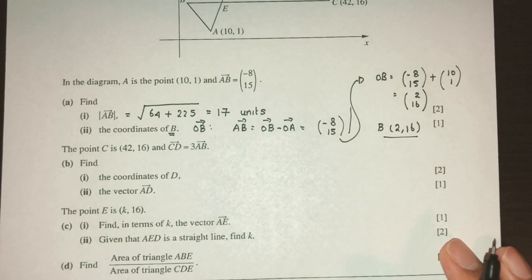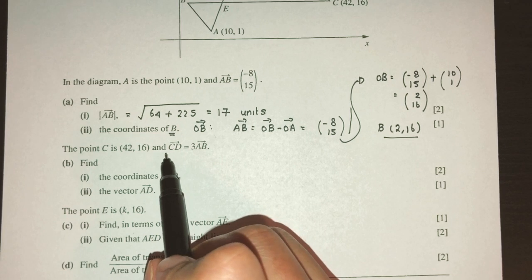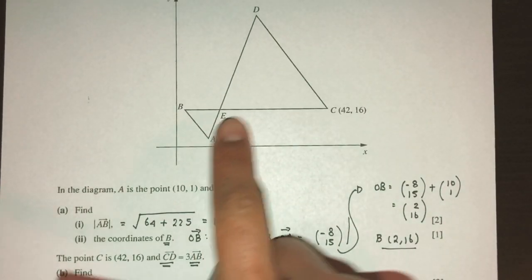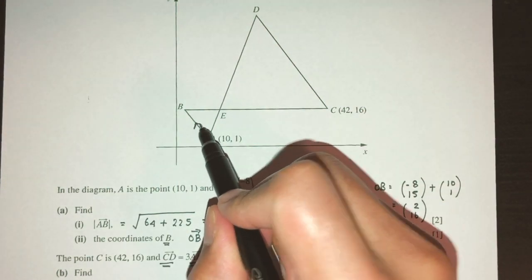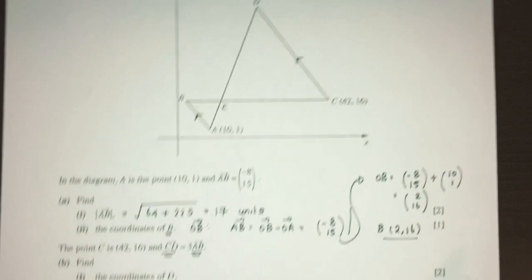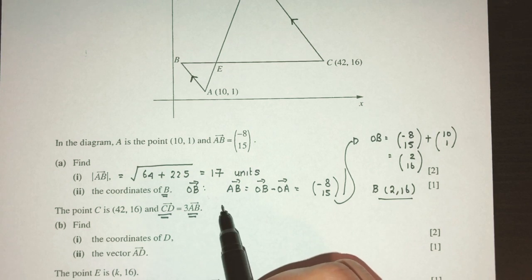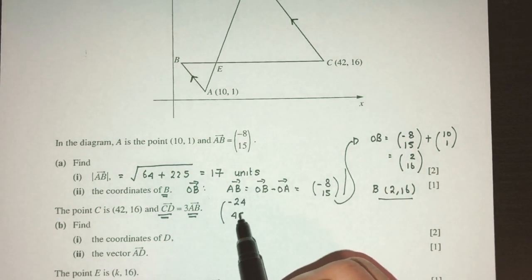Now for part C, the point C is given by (42, 16), and we know that CD is 3 times AB. Okay, let's write down CD is 3 times AB. So these two are parallel. Okay, so in that case we have to find the point D. So pretty easy. So what is 3 times AB? That will be 3 times this, which is (-24, 45).